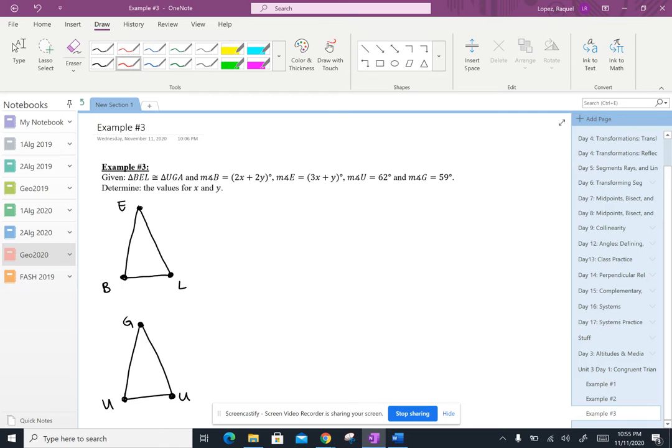Okay, so now I want to mark the congruent angles. Angle B is congruent to angle U, E is congruent to G, and L is congruent to U. Let's label our picture with the information they give us. So they tell us that the measure of angle B is 2x plus 2y, so 2x plus 2y degrees. They tell us that the measure of angle E is 3x plus y degrees. They tell us that the measure of angle U is 62 degrees.